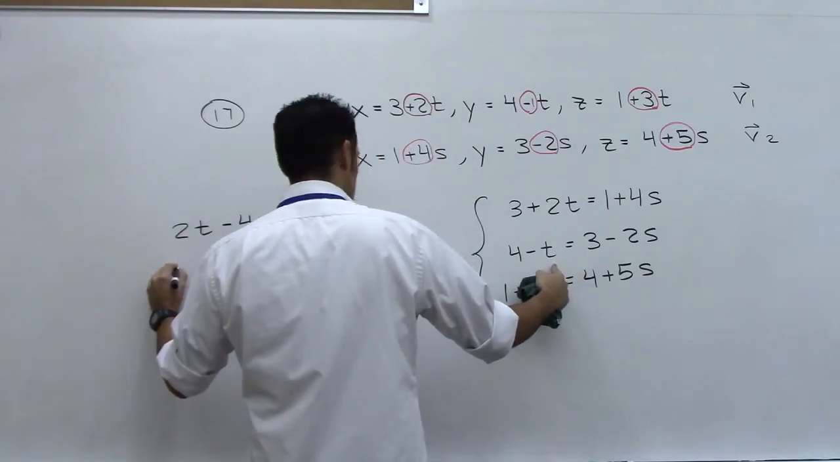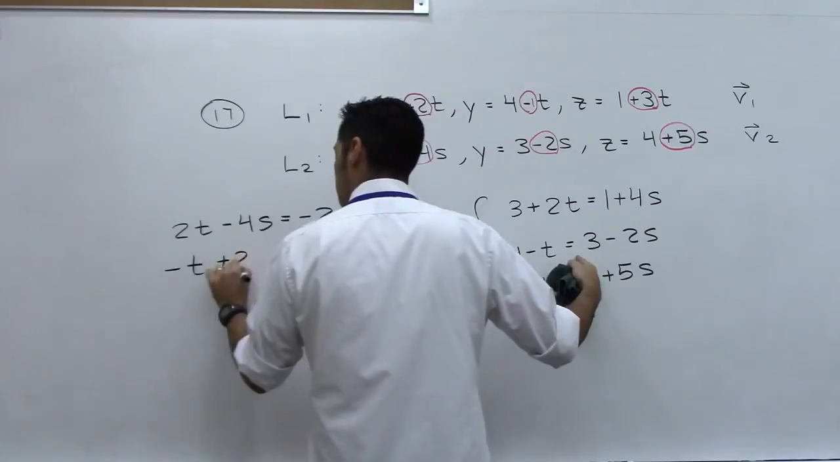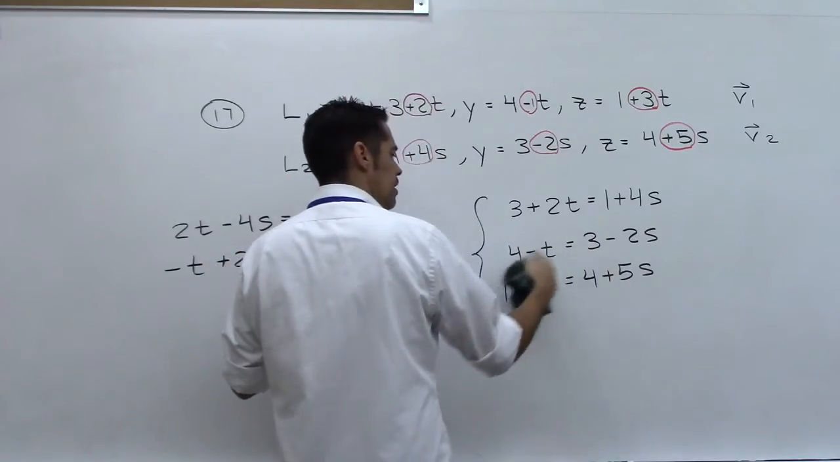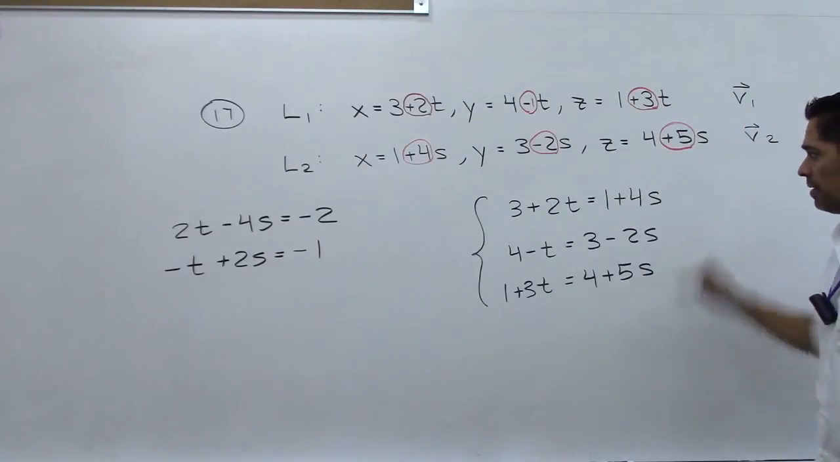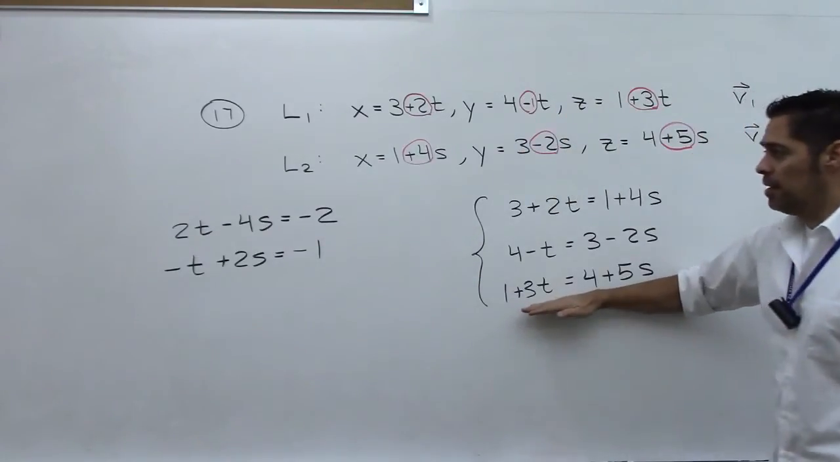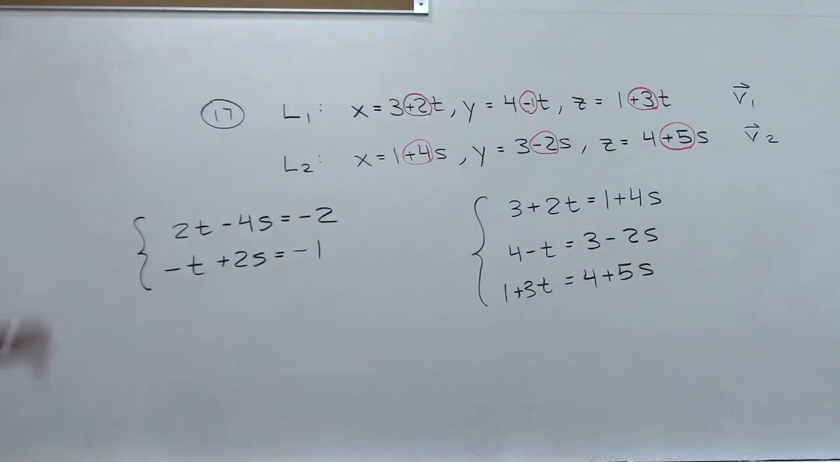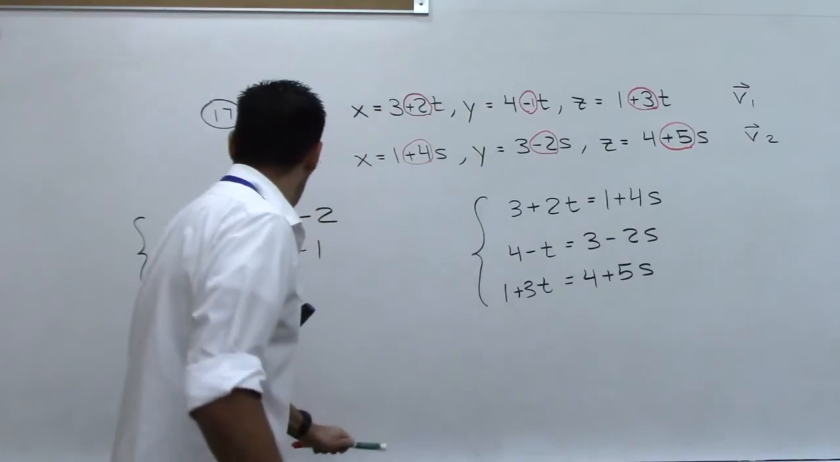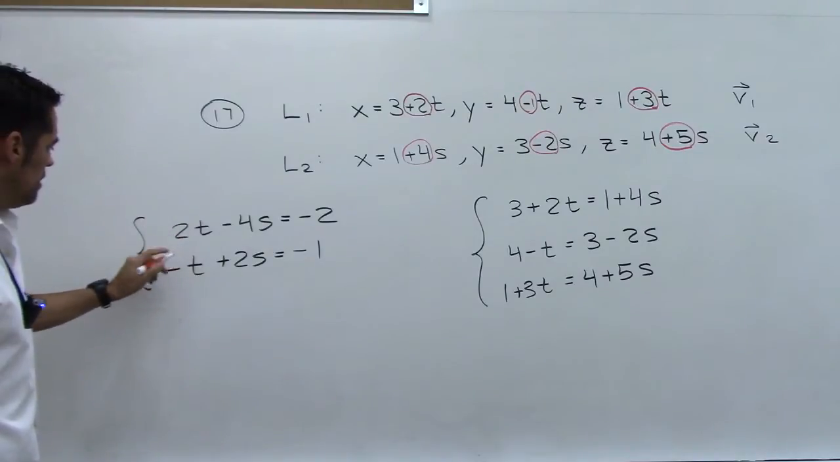Second equation is negative t, and then I'm going to bring this over, the negative 2s becomes plus 2s. And then I have a 3 over here, I'm going to subtract 4, I get negative 1. So that's the first thing I have to be true, right? This has to be true and this has to be true, which means these two have to be true. I'm going to worry about this one in a second. So now for these two equations, two unknowns, I can use elimination, I can use substitution, depending on what you've done in the past. I'm just going to do elimination, and I'm going to try and kill off the t's.